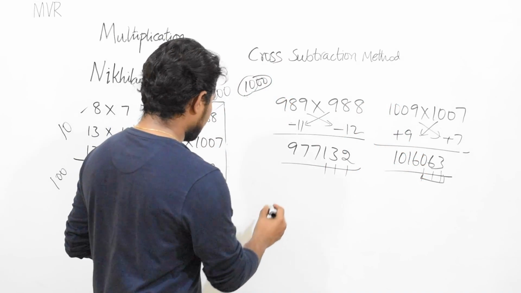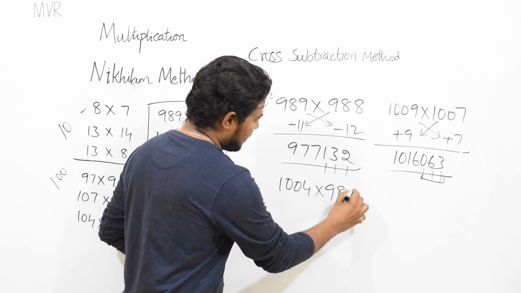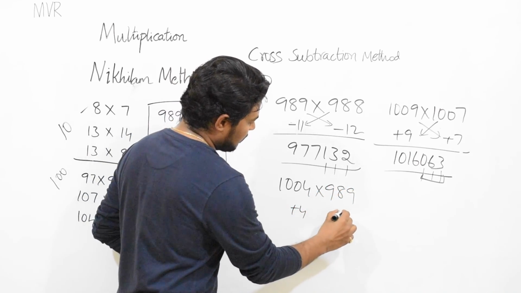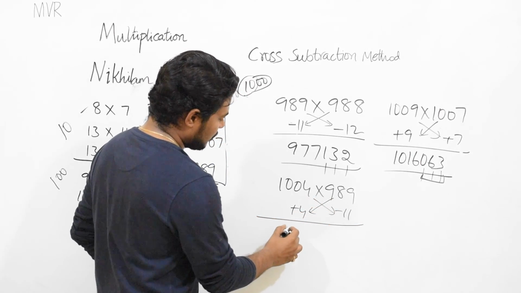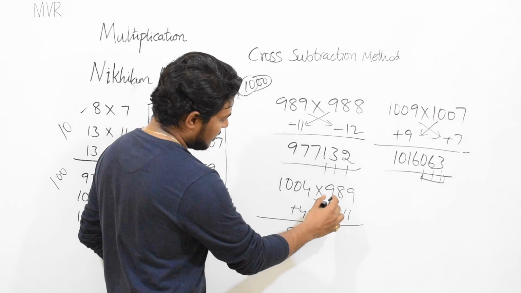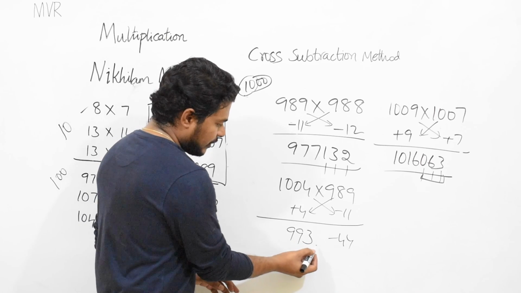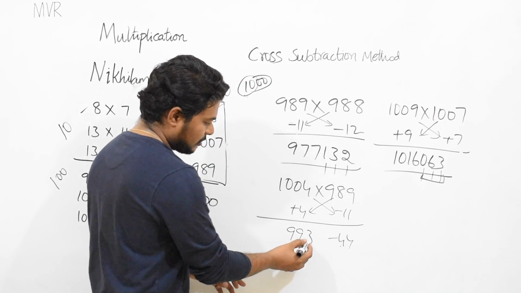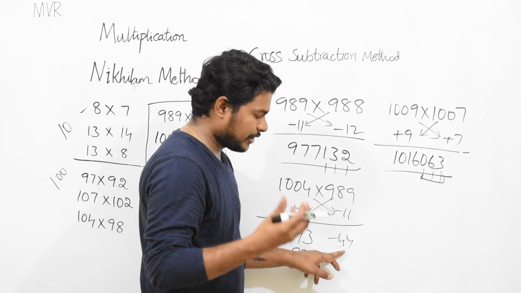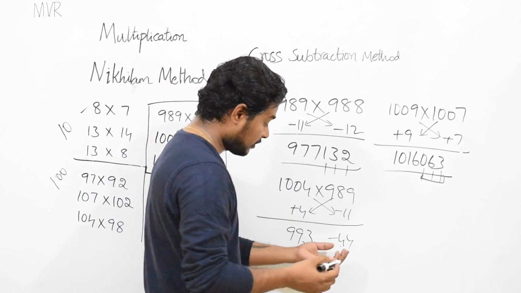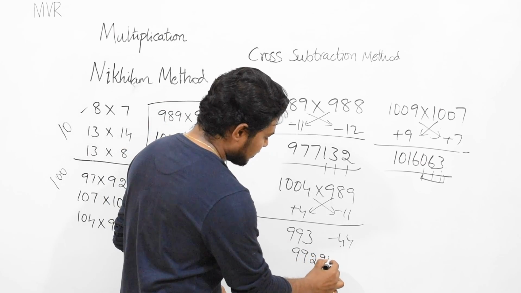Now we take another one, 1004 into 989. Here this will be plus 4, this will be minus 11. Okay, you can do this minus this or this plus this, both are the same. So this will be 993 and minus 44. So here we need to subtract this from this, so this value will be decreased by 1, so this will be 992, and we need to subtract this from the base value, so 1000 minus 44 is 956.